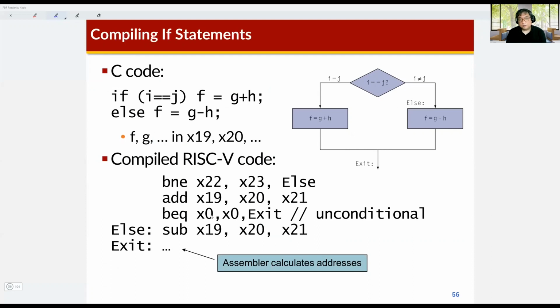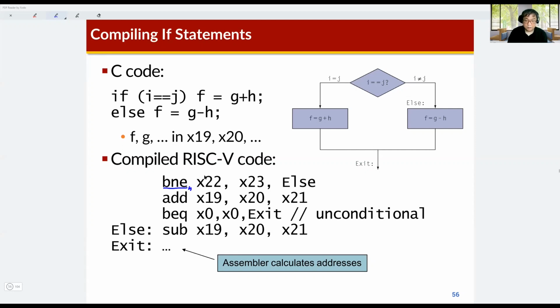So this is an example code of a conditional statement in C. If i equals j, then f equals g plus h, else, if not true, then f equals g minus h. And these variables are stored in register file x19, x20, and so on. So this is the compiled RISC-V code. We use the BNE.